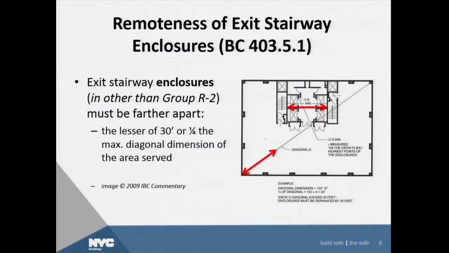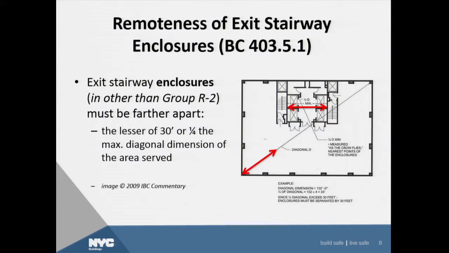Stairway enclosures. So in section 403.5.1, there's a rule now that the stair enclosures have to be separated by the lesser of 30 feet or 1/4 of the maximum diagonal dimension of the area served. So you see in the drawing shown, the diagonal is measured from the extreme points, and it could be 1/4 of that, or it's 1/4 of the maximum diagonal dimension.